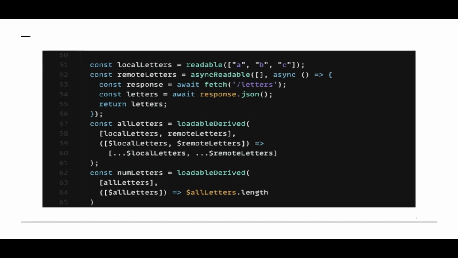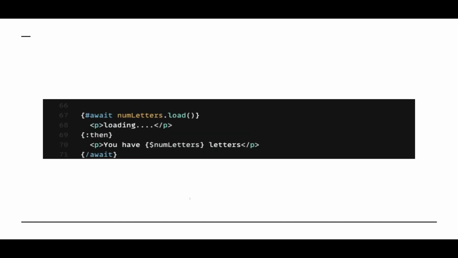Here, we define two stores representing an array of letters, one defined synchronously and one fetching from a remote source using an async readable store. We create a loadable derived store that combines these two arrays, and then a final loadable derived store that represents the length of the combined arrays, called num letters. Now, we can use any of our loadable derived stores the same way we would use async readable stores, by calling load to await its value and then using the store's value in our components.